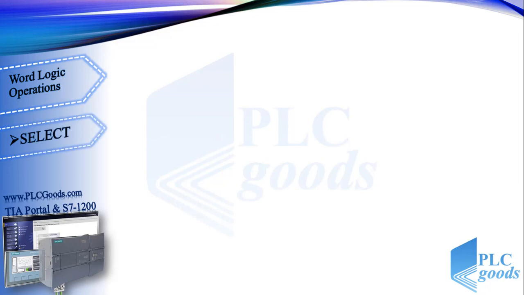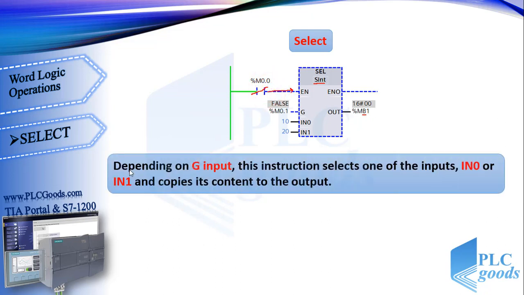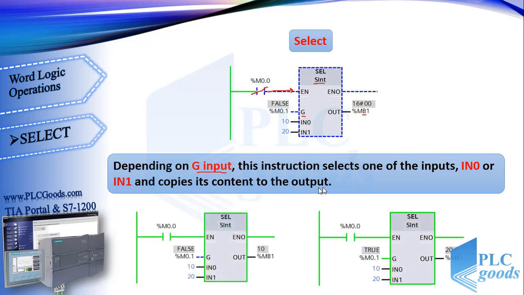Let's see the next instruction, select. Here, I have chosen the short integer format for its output, which just needs a byte of memory. If we activate the select instruction, depending on the G input, this instruction selects one of the inputs, in 0 or in 1, and copies its content to the output. Here, on the left side, the G input value is false or 0, so the first input, number 10, will be copied to output. If the G input value is true, then the second number, 20, will be copied to output.